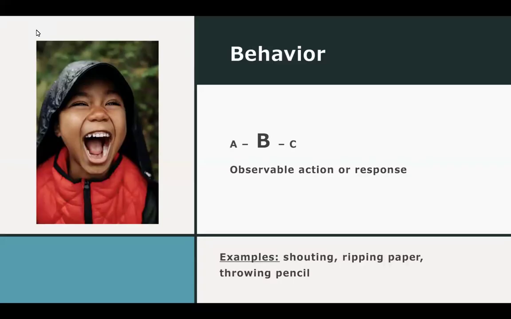The B in this three-term tool is for behavior, something that is observable, some type of action that the student is doing that you can see and you can notice. Some examples are students shouting, ripping up an assignment, or even throwing a pencil.